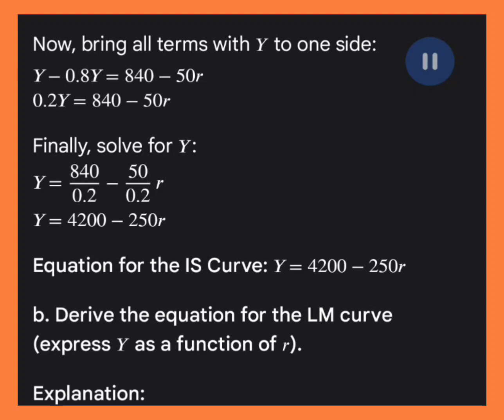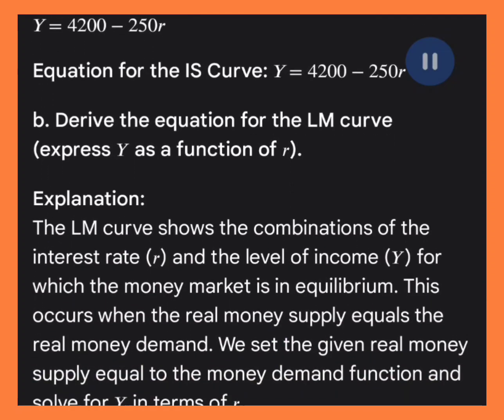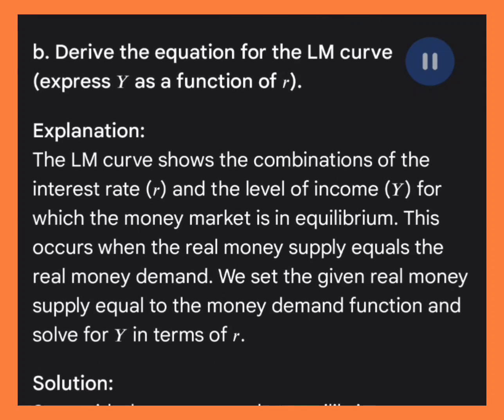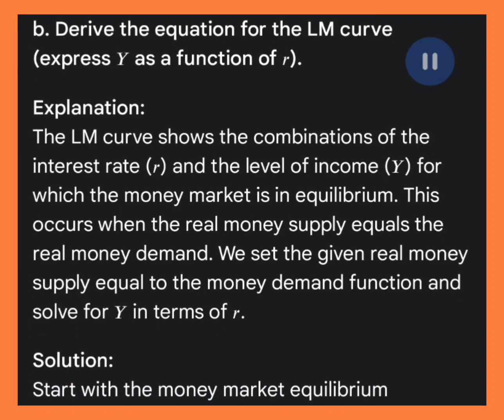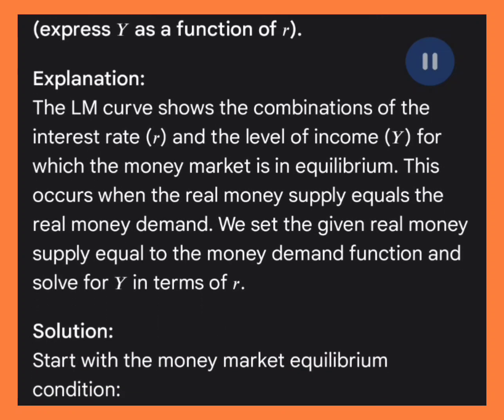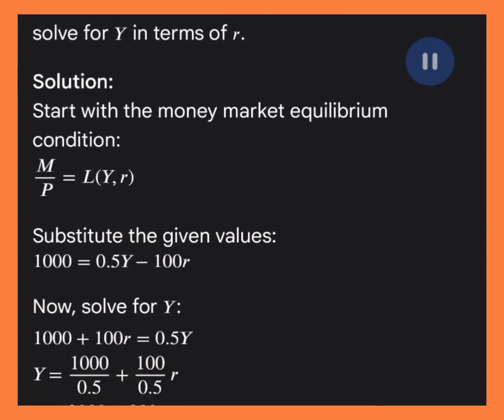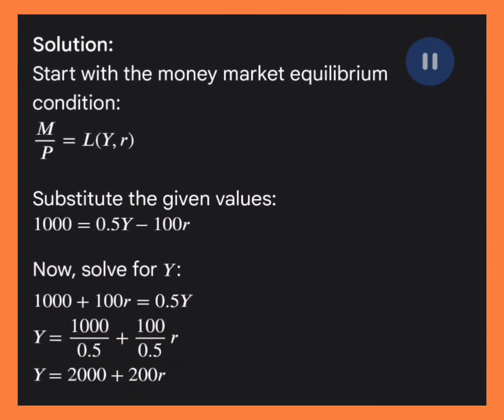B. Derive the equation for the LM curve. Express Y as a function of R. Explanation. The LM curve shows the combinations of the interest rate R and the level of income Y for which the money market is in equilibrium. This occurs when the real money supply equals the real money demand. We set the given real money supply equal to the money demand function and solve for Y in terms of R. Solution. Start with the money market equilibrium condition.